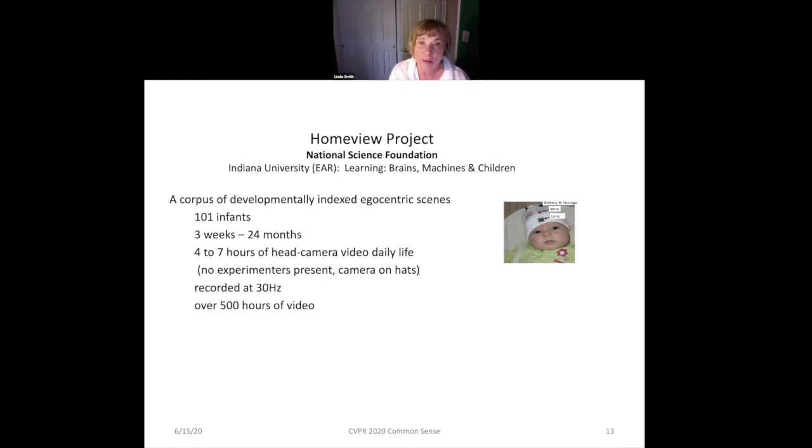The cameras are embedded in hats, which their families are given, and all they have to do is get the camera lined up right over the eye. And we have lots of data.